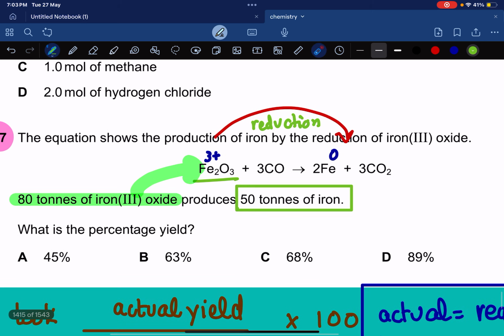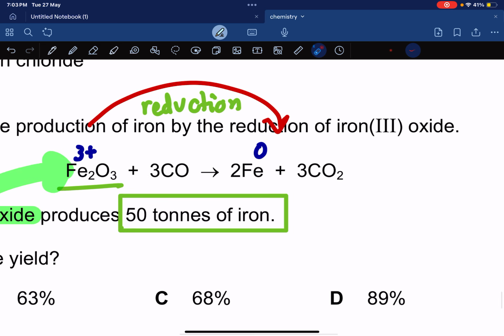The theoretical yield is basically the yield you get on paper. And this is basically the yield you got in the laboratory when you perform the experiment, and that's different from what you get on paper. So what do I get on paper? Let's calculate the mass of this entire thing.